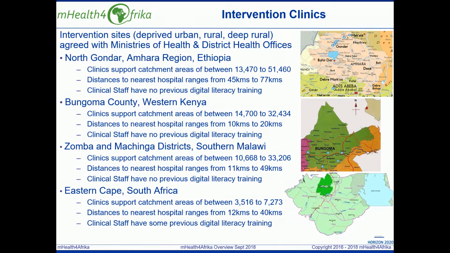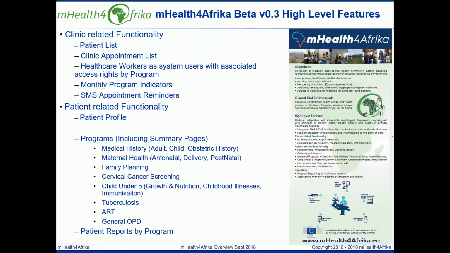They're currently in North Gondar in the Amhara region of Ethiopia, Bungoma County in western Kenya, Zomba and Machinga districts in southern Malawi, and the Eastern Cape in South Africa. The beta functionality currently being validated by the health facilities includes a patient list, clinic appointment list, the ability to set up healthcare workers as system users with access rights associated with specific programs, and we're adding the ability to generate monthly program indicators and SMS appointment reminders.